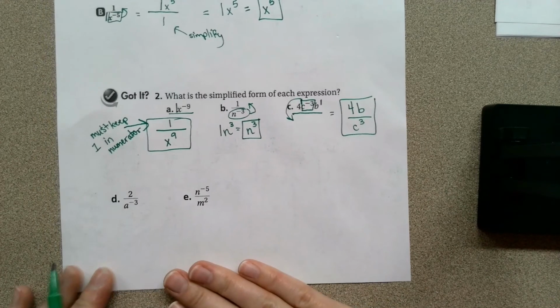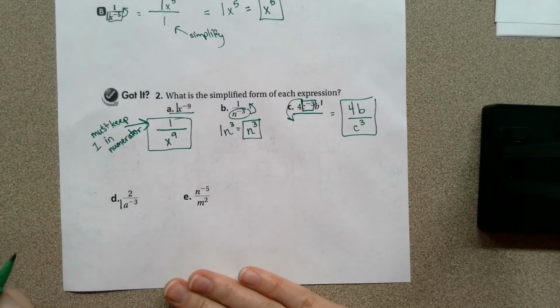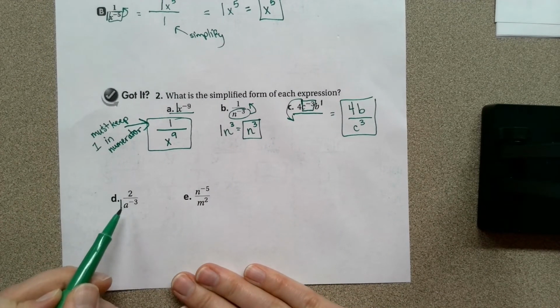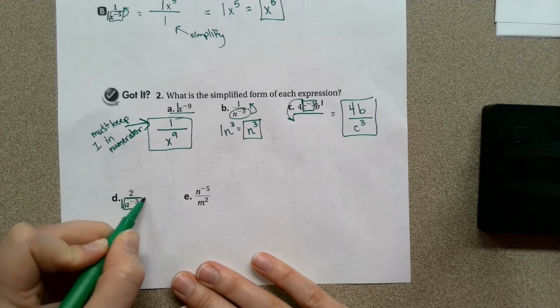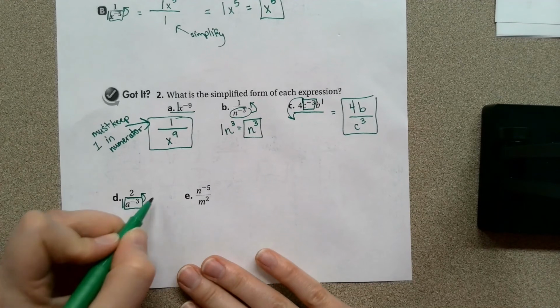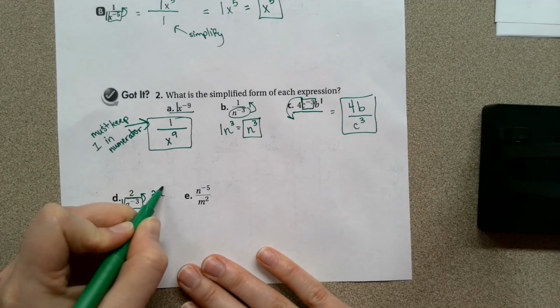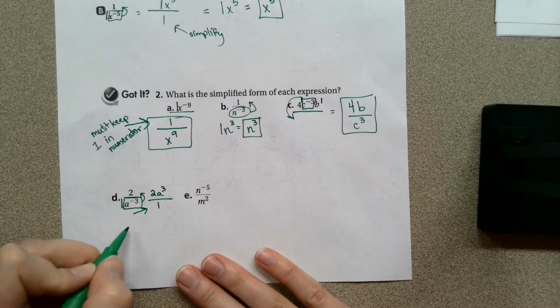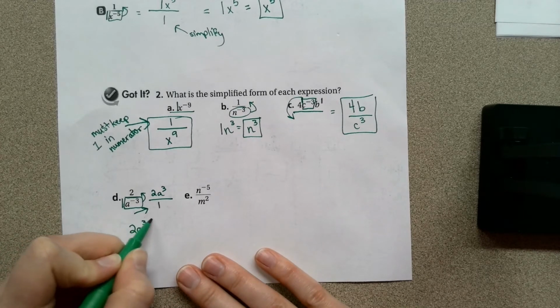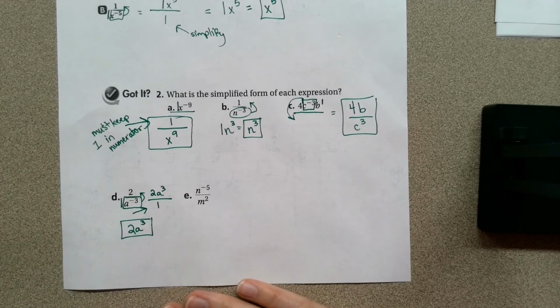For d, similar process. We'll give that a to the negative third a positive 1 coefficient. That positive 1 will stay, but this a to the negative third will move to the top, giving us 2a to the third over 1. We don't need to keep the 1 in the denominator, so we just get 2a to the third power.